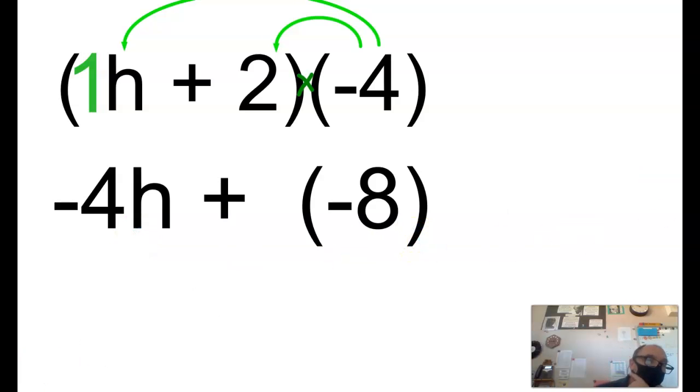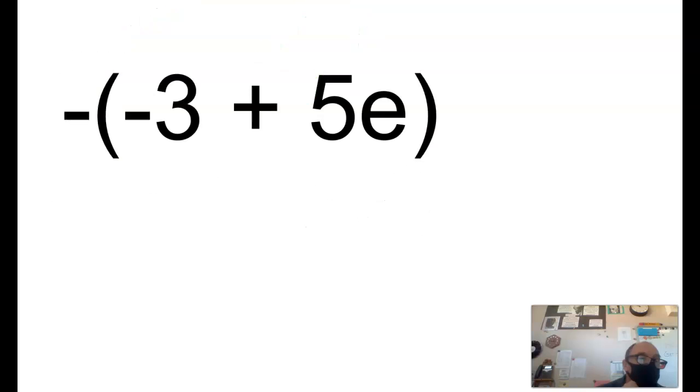So we got one last one. I'm going to have to move quick. I wanted to limit to 8 minutes, so I got about 30 seconds to finish this one. Look at this negative on the outside of the parenthesis. This is really a tough one. This is the hardest one to understand. That negative actually is an invisible -1. And so what I'm multiplying is a -1 times the 5e and a -1 times -3.